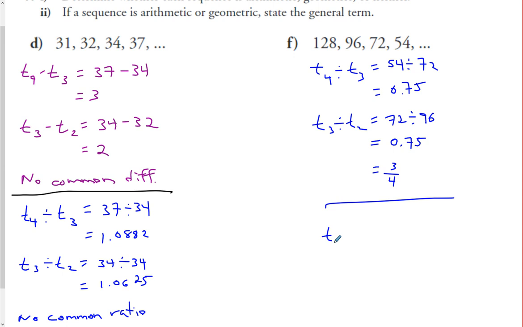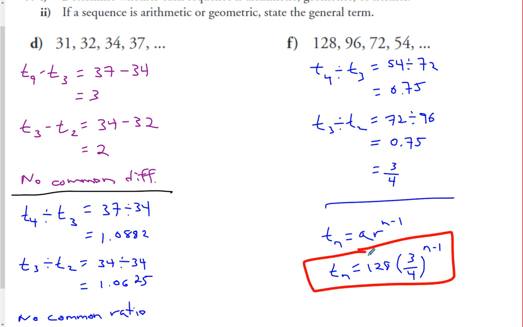So I'm going to say, okay, my general term is my first number times my common ratio to the n minus 1. My starting term is 128, so I can sub that in. And my common ratio is 3/4, and I'll put that to the n minus 1. And that's it. Now I've got my general term, and I know it's geometric, because it's multiplying each time.